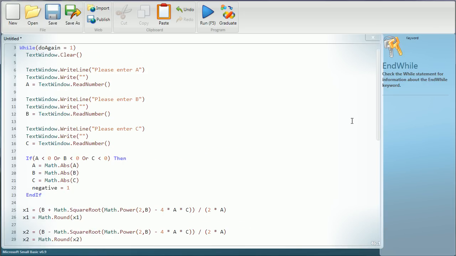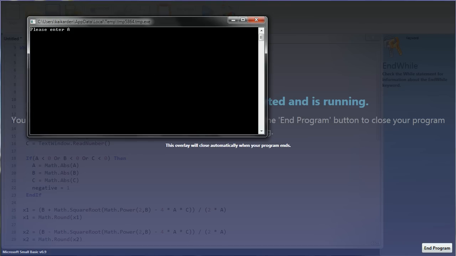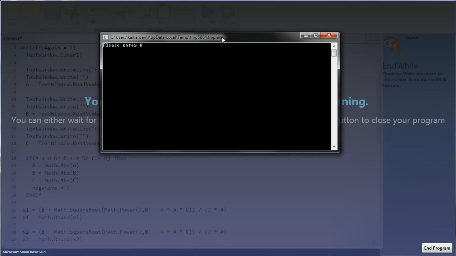So all we'd have to do is push F5, make sure that it runs, so we got no errors whatsoever, and we're just going to do that test problem that I was telling you guys about, 6, 11, and negative 35. And it'll print out negative 4, 2. So, yes.